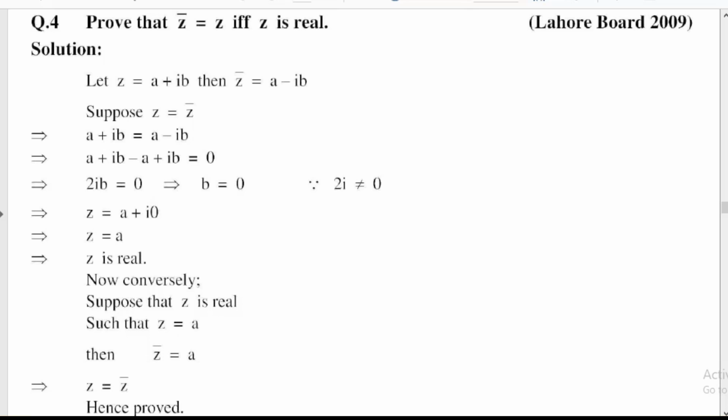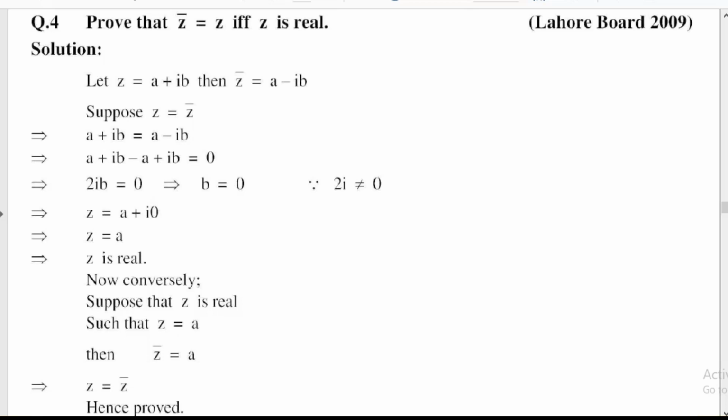So let z is equal to a plus iota b. So z is the complex number, so complex form is equal to a plus iota b. Then taking conjugate on both sides, conjugate of z is equal to conjugate of a plus iota b. So conjugate of a plus iota b can also be written in the form of a minus iota b. According to the question, conjugate of z is equal to z.